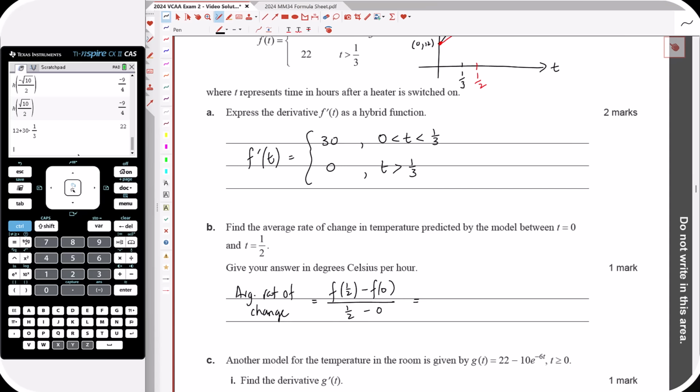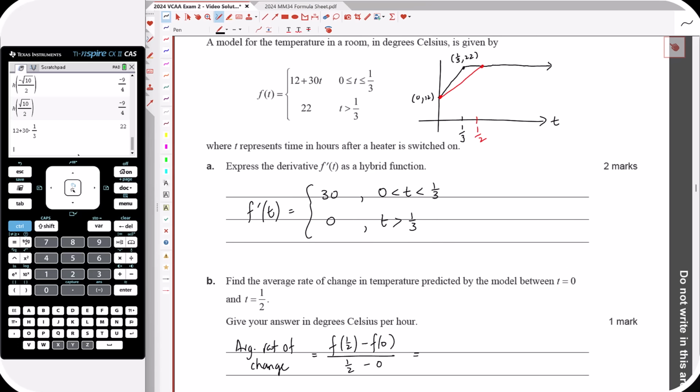So let's define this function. When I'm working with piecewise functions, I like to define a couple of things. So let's define the piecewise function, because sometimes the CAS can do things quite neatly when we do that. So template palette over here, that's what we want. So we want 12 plus 30t, where 0 is less than or equal to t, which is less than or equal to 1/3. And then we want 22, where t is greater than a third.